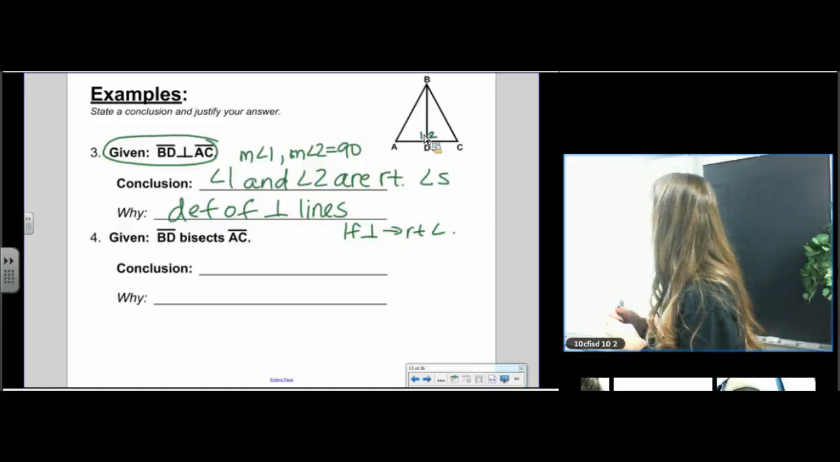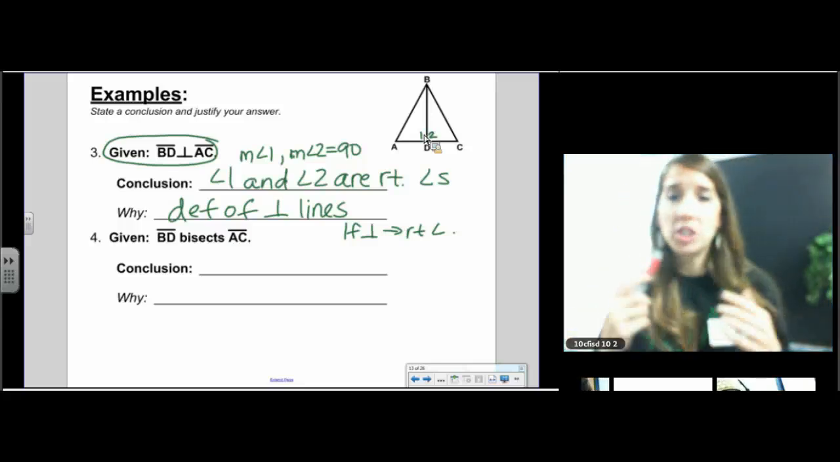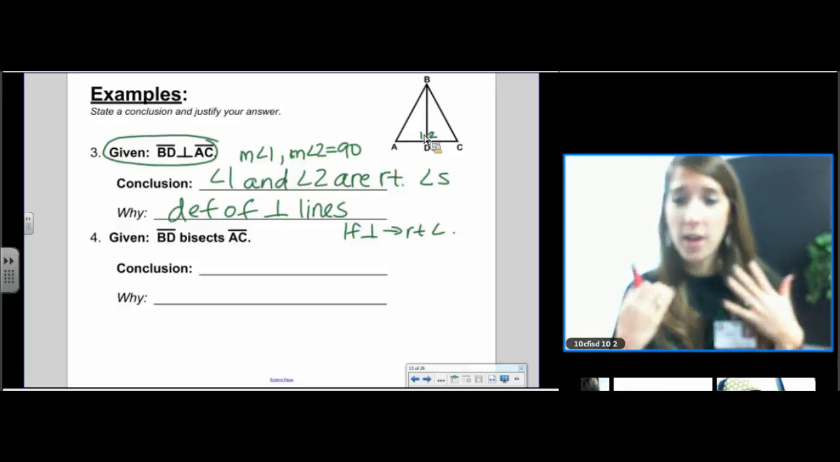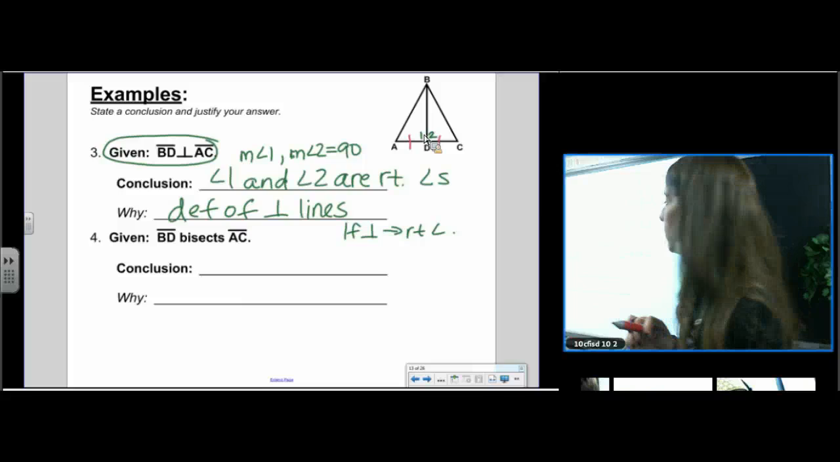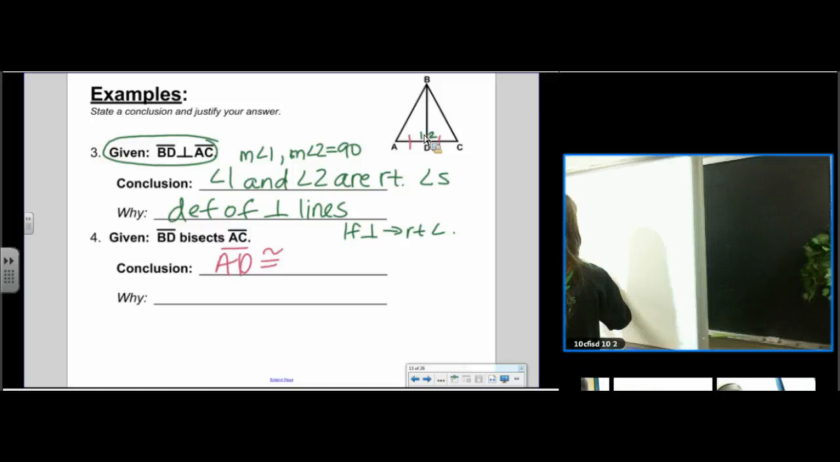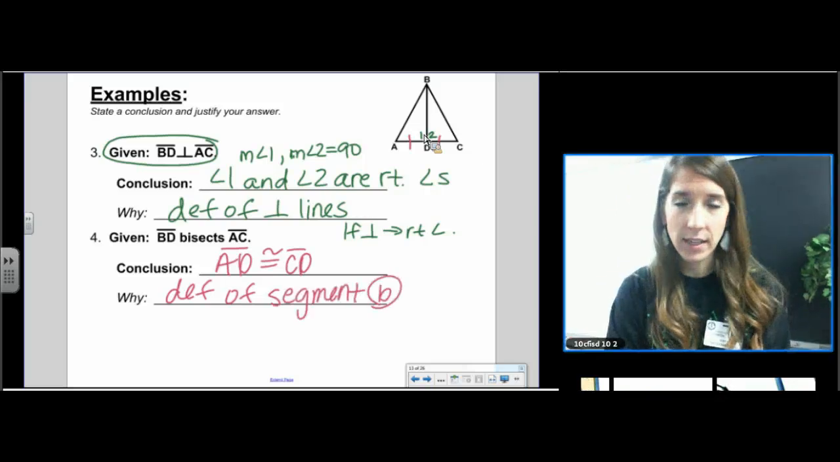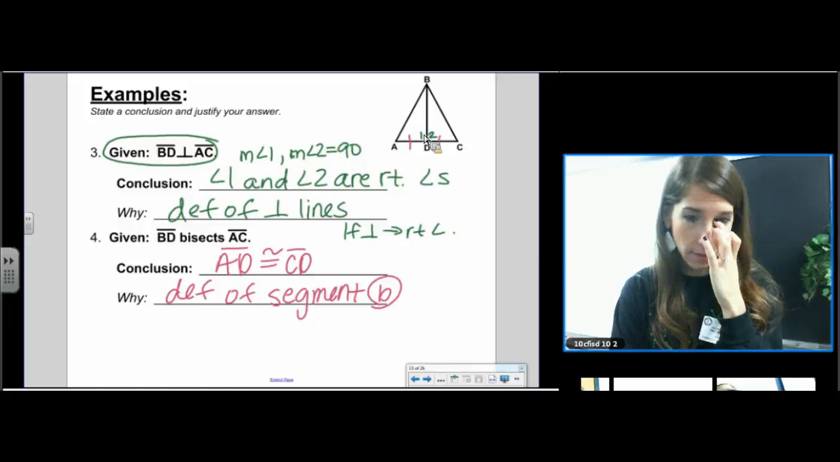Okay, next one. BD bisects AC. Now be careful. People get confused about which segment is doing the bisecting and which segment is getting bisected. AC is the one getting bisected. So AC is the one getting cut in half. Conclusion: AD is congruent to CD. The reason? Definition of segment bisector. You have to put that it's a segment bisector. You can't just put definition of bisector because I need to know if it's a segment or an angle bisector. Okay?